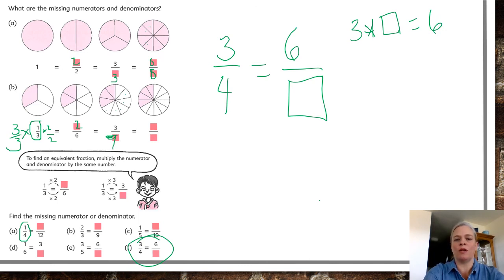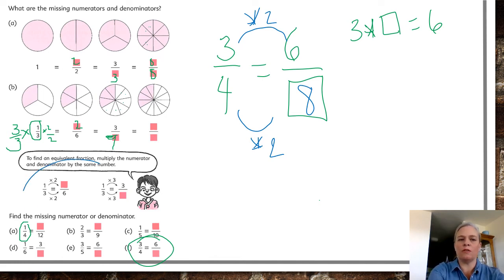So you know that going from here to here, I need to do groups of 2. And remember, whatever you do on top, you have to do to the bottom because of the identity property. So 3 groups of 2 is 6, which we already had as the numerator because that helped us know what to do to the denominator. 4 groups of 2 is 8. So we can see that 3/4 is equivalent to 6/8.